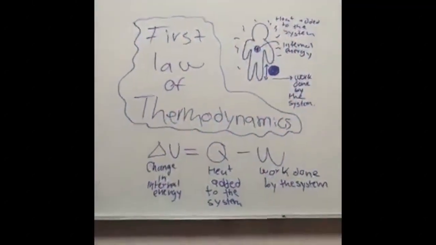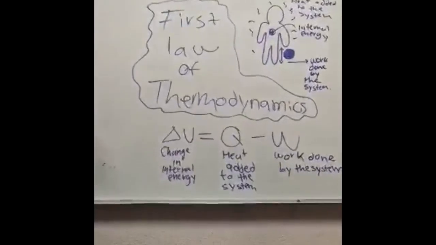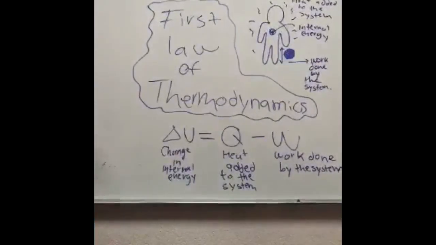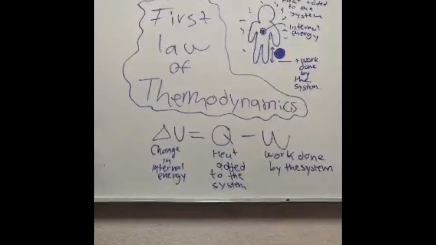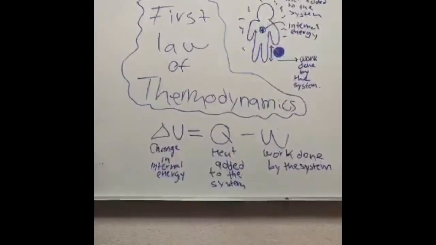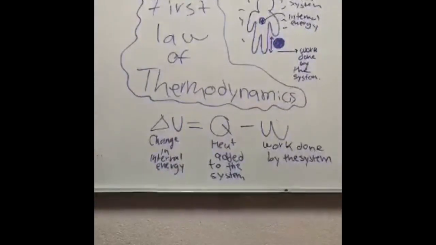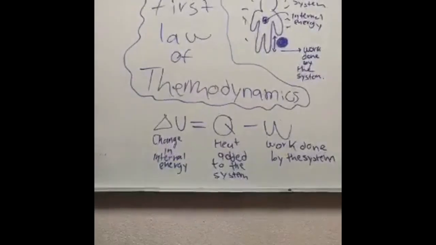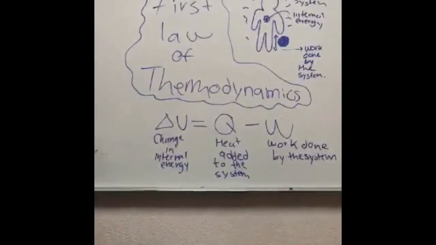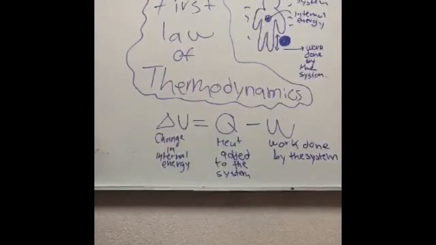The first law of thermodynamics is a version of the law of conservation of energy. It's adapted for thermodynamic systems. The law of conservation of energy states that the total energy of an insulated system is constant. Energy can be transformed from one form to another, but cannot be created or destroyed.